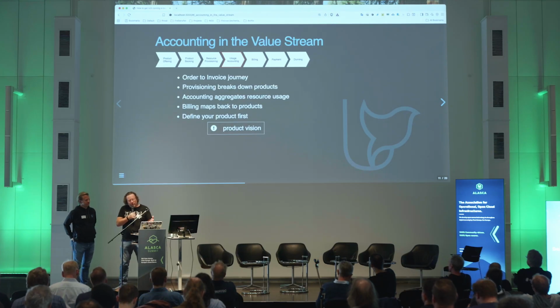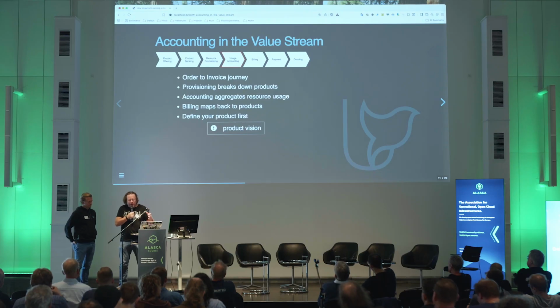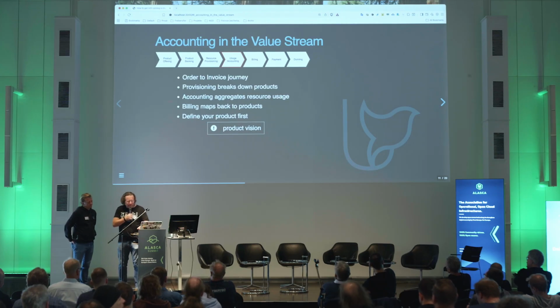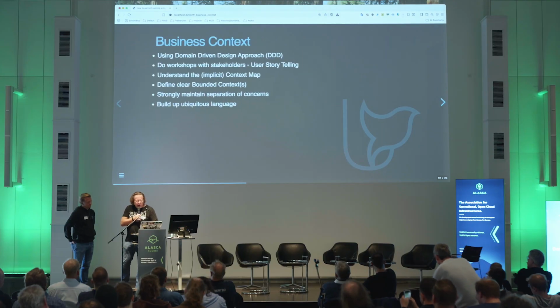On the one hand, you want to have an architecture which is able to change. So business changes over time, so you must be able to adapt. On the other hand, you need some clear vision, at least at the beginning or every time in between, on how your product works, how you break down your product to resources, and how you map it back to billable items. So this is one of our pieces of advice.